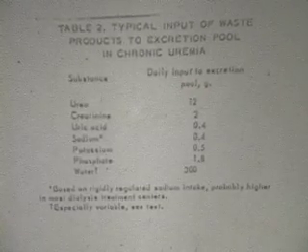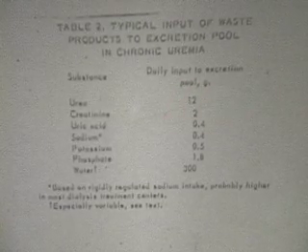And this is the typical input of waste products in terms of grams daily input to the excretion pool. So you're talking 12 grams of urea in a day. I mean, that's a significant amount. Now, how do the capillary membranes work?